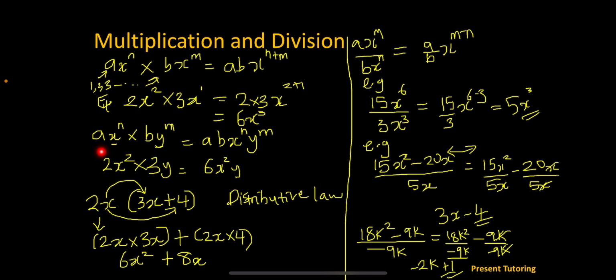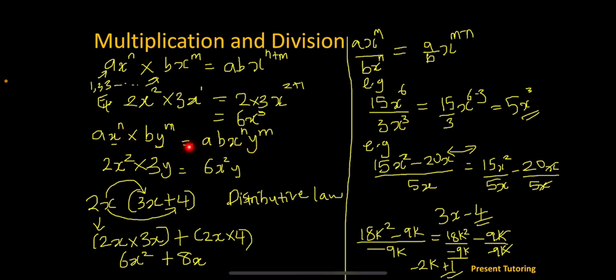But if I have two different variables, then we're going to treat it differently. If I have ax to the n multiplied by by to the m, then x and y are not the same variables, so you're going to treat it differently. You're still going to multiply the coefficients with each other, so you're going to get ab, but then you cannot safely multiply the x and the y together. So you're just going to carry over what you had before to the other side.